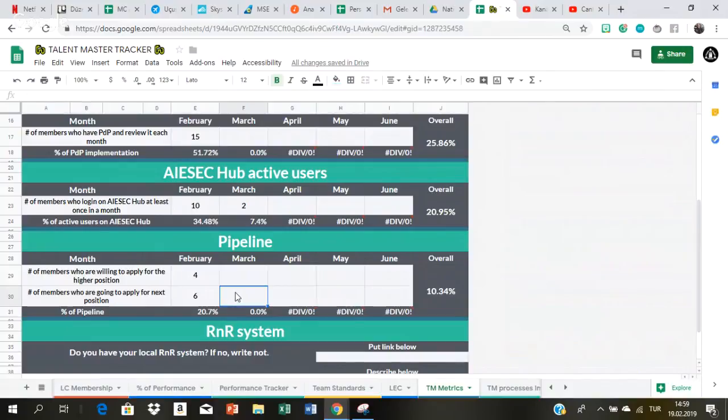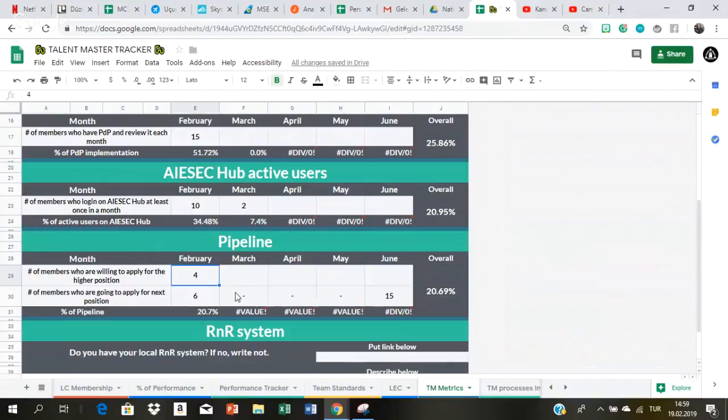So if you don't have TL selection in March, you will put a 0, or better to put a stick, meaning that I didn't have one. But in June, for example, we will have a national TL selection, so you will put 15. So I got 15 applicants, the number of people who are willing to apply for the higher positions. Yeah, this is something very important.